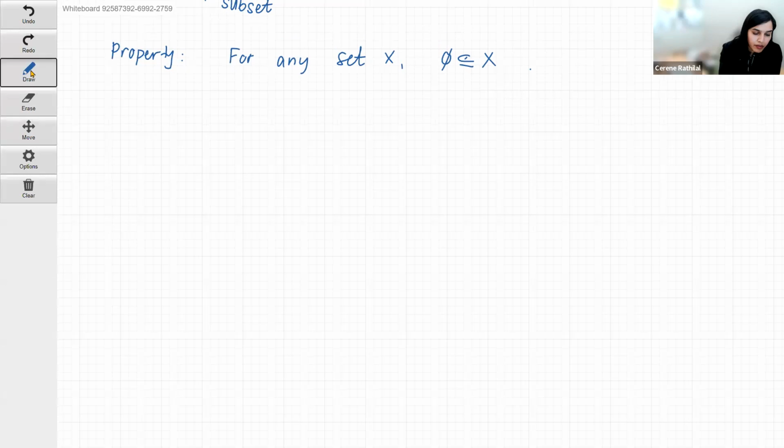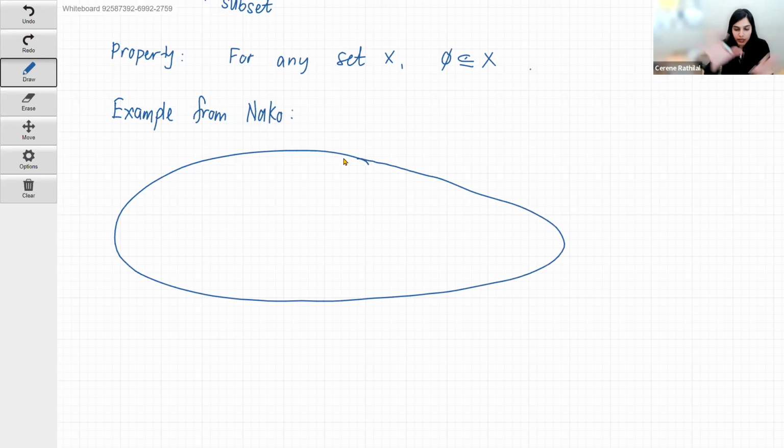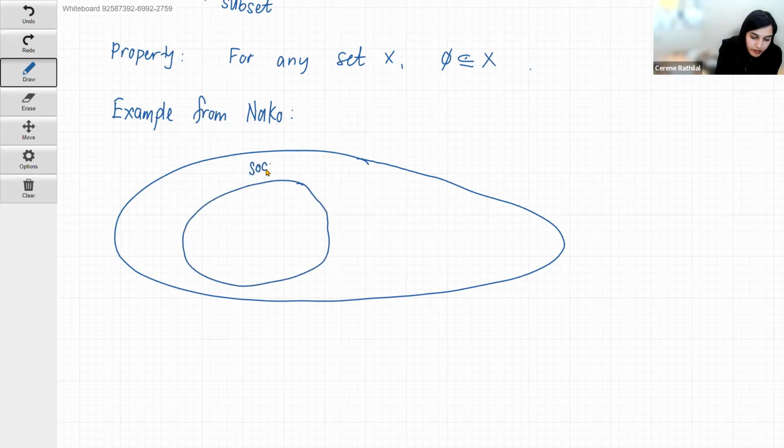Right, so I've got a set. Nako says 10 students, so now I've got a set with 10 students. That's my world that I'm going to live in. 4 play soccer, so in here I've got soccer. And the big set is maybe the set of all sports. Then we've also got another 3 who play netball.